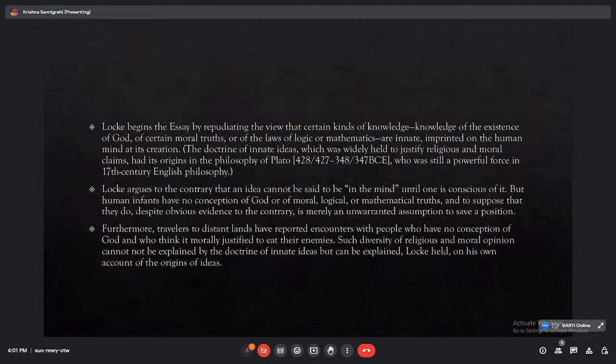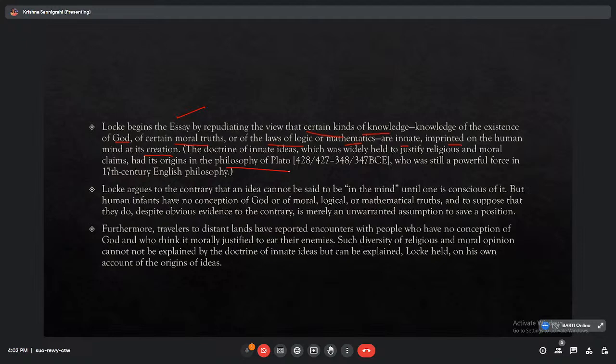So Locke begins the essay by repudiating the view that certain kinds of knowledge, knowledge of the existence of God, of certain moral truths, or of the laws of logic or mathematics, are innate, imprinted on the human mind at its creation. So the doctrine of innate ideas, which was widely held to justify religious and moral claims, had its origins in the philosophy of Plato, who was still a powerful force in 17th century English philosophy.